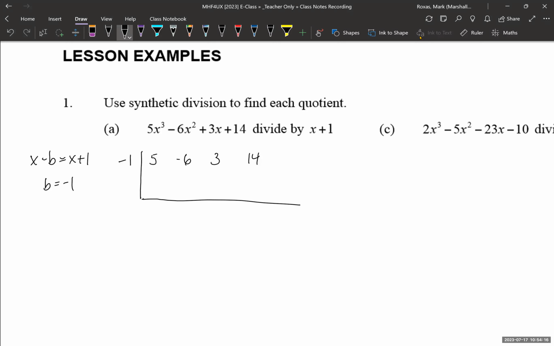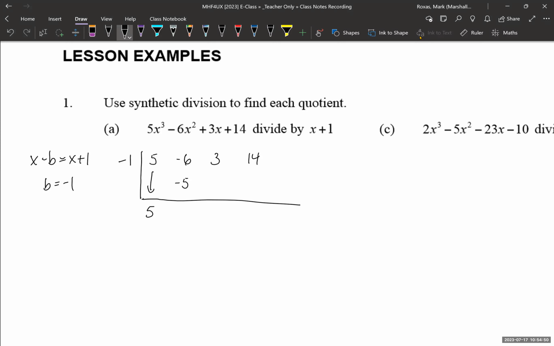Okay. So what's step two? Step two, bring the leading coefficient in the top row down to the bottom. We have a second row here that's blank, so we're going to bring this down, past the second row, to the bottom. Let's call it the third row. Step three says we're going to multiply the first number in the bottom row, that 5 there, by b, and place this product in the second row under the next coefficient. So -1 times 5 is -5.